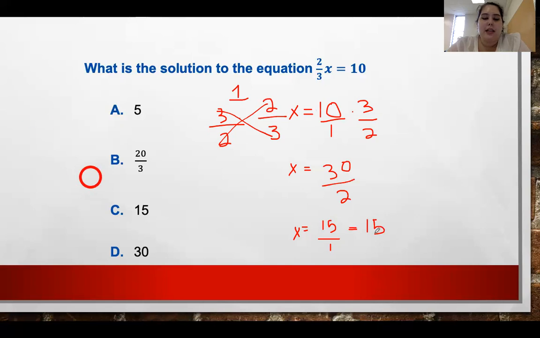So our answer is C, 15. And you should go check your work and plug it in, to be sure. But for this, we did check it that way, so the answer is C, 15.